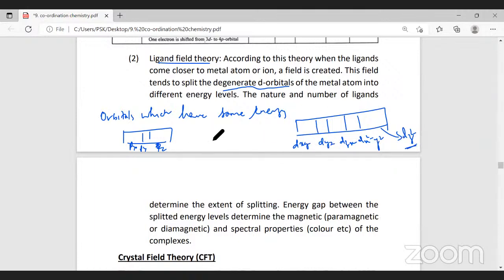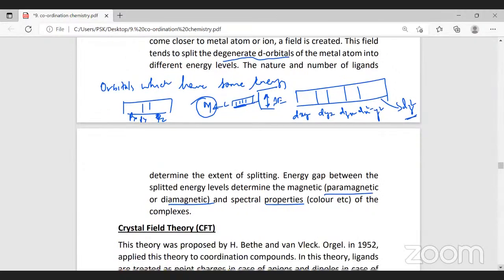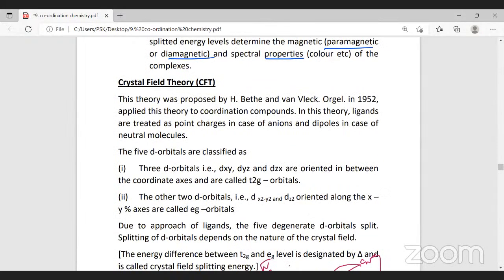All right. So see, this is the metal. When the ligand approaches the metal, a field is created around the metal. This field makes the d orbitals split into different energy levels. This energy gap will predict the magnetic property as well as the spectral property of the complexes. That is called ligand field theory. Did you understand? We're going to learn in detail. Did you follow what I'm talking about? Yes, sir.